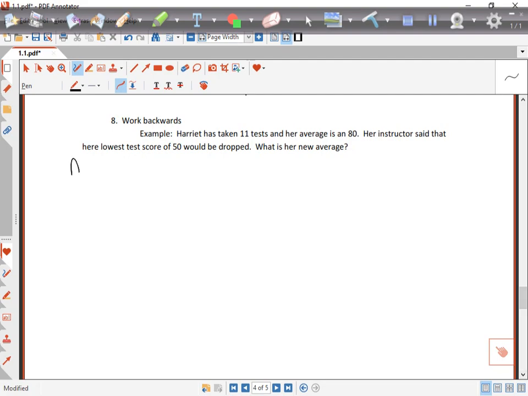Okay, so first remember that to find an average, you take the sum of all the tests together and divide by the number of tests we have, which is 11. We don't know the sum of the tests, but we do know the average was an 80. So we could figure out the sum of the tests by solving for this. We're dividing it by 11, so I'm going to multiply by 11, same to both sides. Then the sum of the tests is 880.